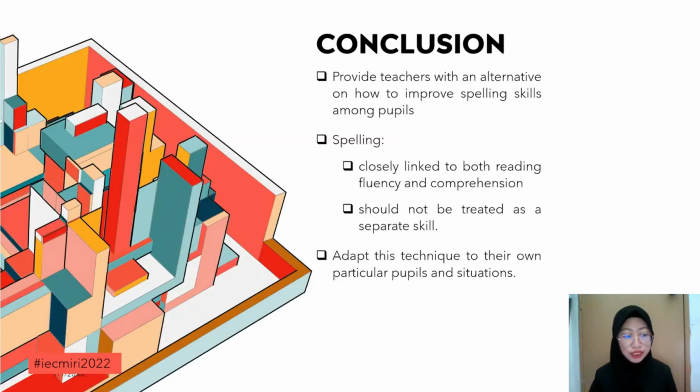The technique used in this research is intended to provide teachers with an alternative on how to improve spelling skills among pupils. Spelling is important as it is closely linked to both reading fluency and comprehension. Spelling should not be treated as a separate skill. It is hoped that the teachers will be able to adapt this technique to their own particular pupils and situations.